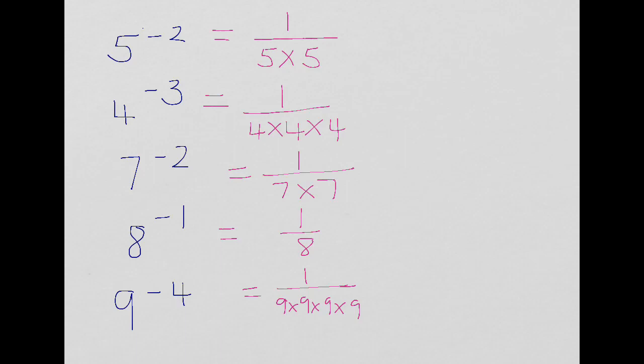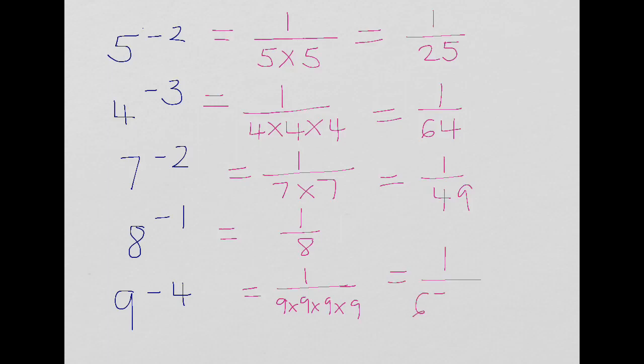So that's them written as products, and now I'm going to write them as fractions, fully simplified. 4 multiplied by 4 multiplied by 4. And this would be 1 over 49. And this one, I can't simplify any more than 1/8. And this last one is 1 over 6,561. And yes, I did use a calculator for that one.